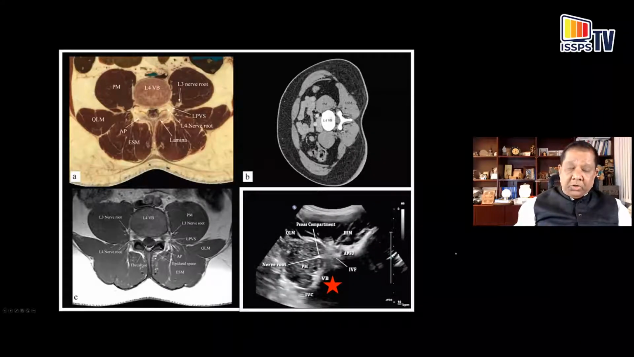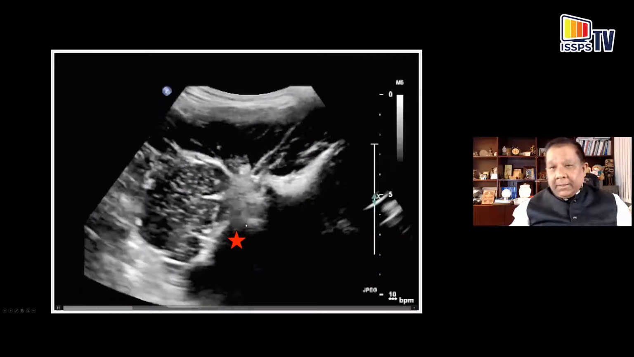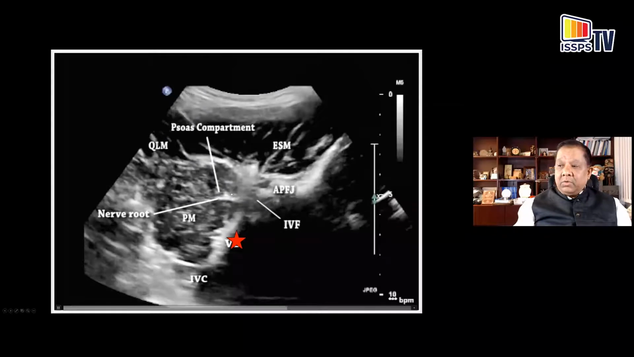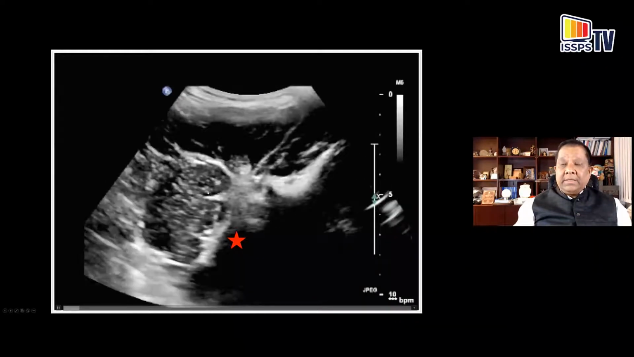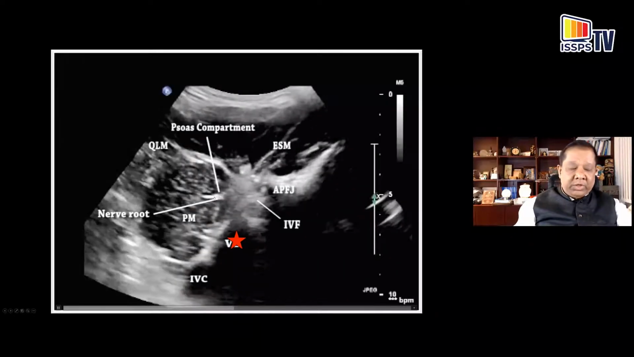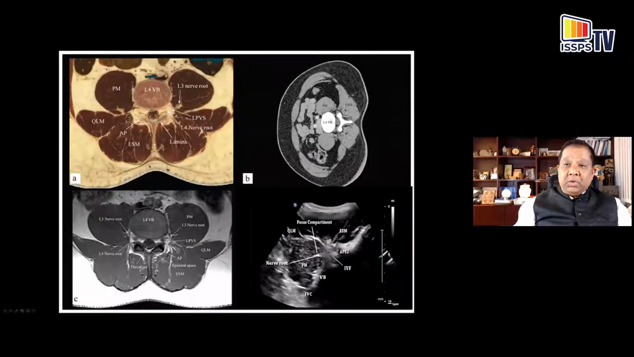So I showed you the psoas compartment in the sagittal view, and now you can also see it in the transverse view in this particular individual. A slightly magnified view, if you may, you can see that in the posterior part of the psoas muscle, you can see the lumbar plexus nerves, and posterior and anterior to it, you can see a hypoechoic area which represents the psoas compartment.